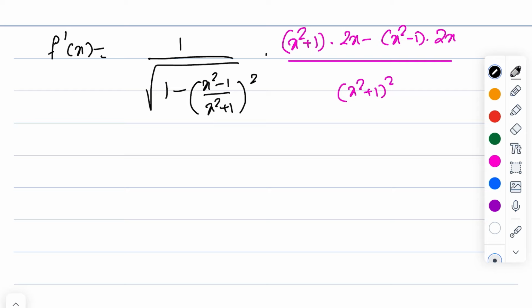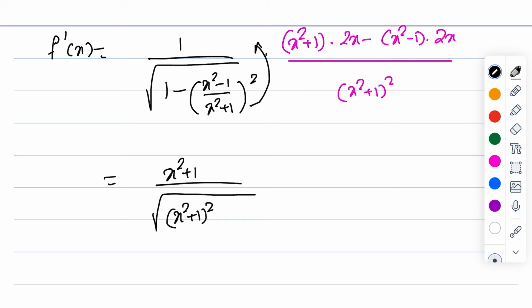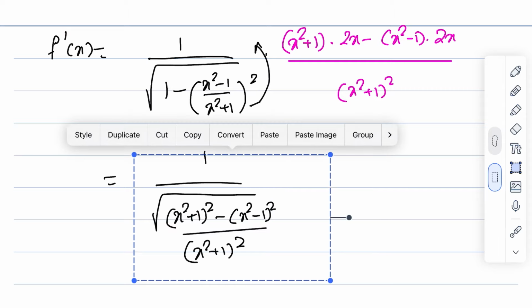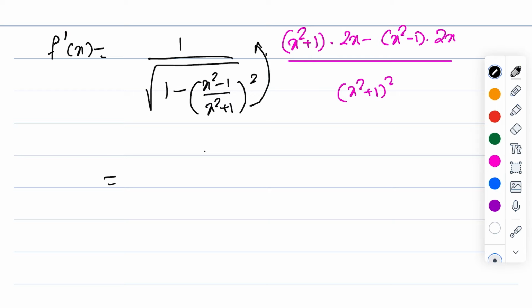So when I simplify that, this square goes to the numerator, square and square root get cancelled, so I just get only x square plus 1, and in the denominator it is (x square plus 1) whole square minus (x square minus 1) whole square. If you don't understand this step, let me write one more step there. I took x square plus 1 as a common denominator over there.